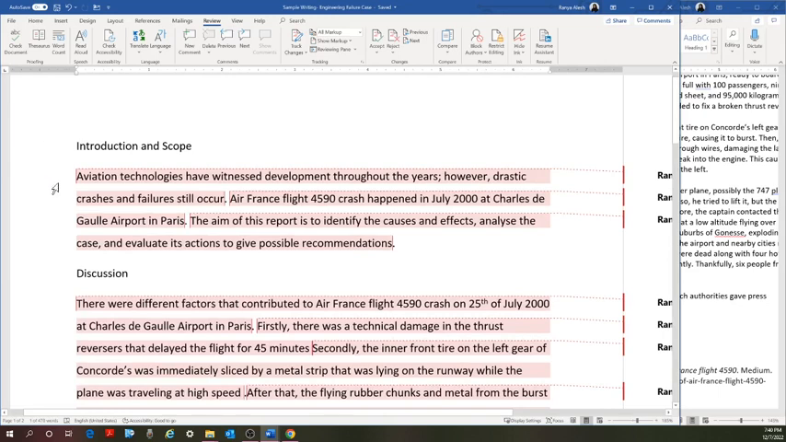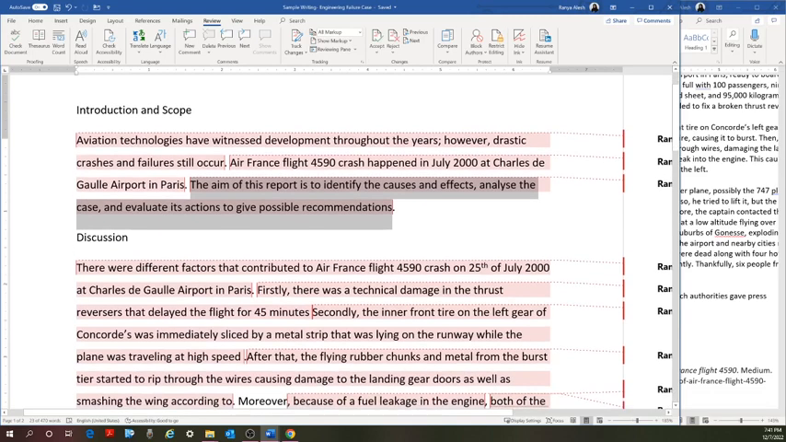Now, the introduction. Aviation technologies have witnessed development throughout the years. However, drastic crashes and failures still occur. So this is the opening statement or the general overview highlighting the category. The second sentence of the introduction and scope is a brief description of the failure or the problem. And then we have the thesis statement. The aim of this report is to identify the causes and effects, analyze the case, and evaluate its action to give possible recommendation.